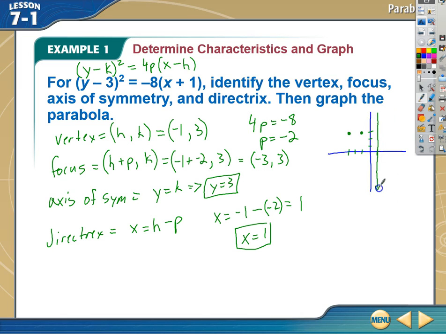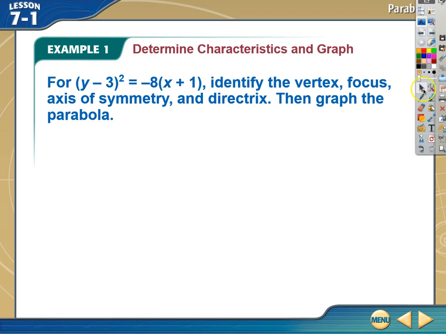There's my directrix. So I know my focus is always on the inside. And I'm going to do that. There it is. There's my graph. I'm just asking for a sketch. I'm not asking for perfection. I'm asking just for a sketch based off of those 3 things. Next.